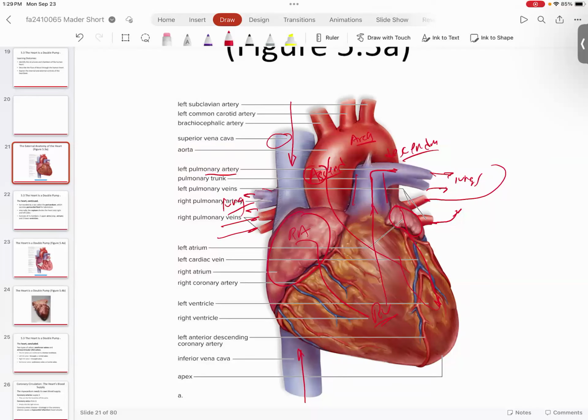Now, from the arch, you have 3 main branches. The first one in humans is the brachiocephalic artery. That's this guy right here. BC, brachiocephalic. So brachium is the word for arm, cephalic for head. So this is heading toward the right arm and the head. Okay, so that's where the blood in this branch is going.